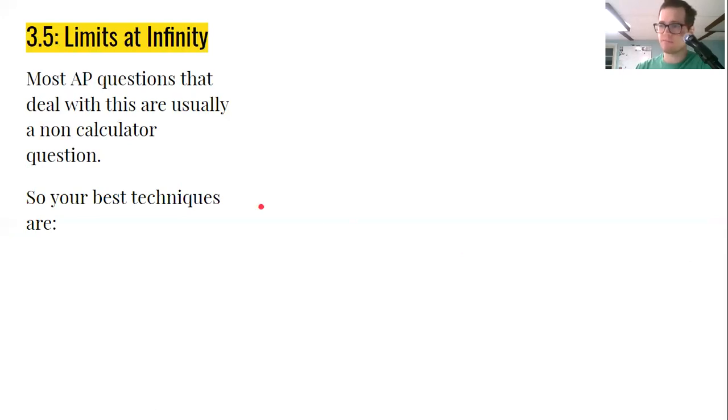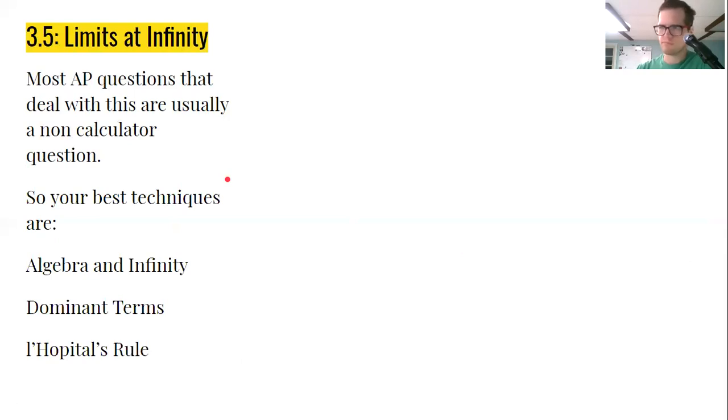But anyways, here are the techniques that are your best bets: algebra infinity, dominant terms, and L'Hopital's rule. So I'm going to show you how to do the same problem with all 3 of these.